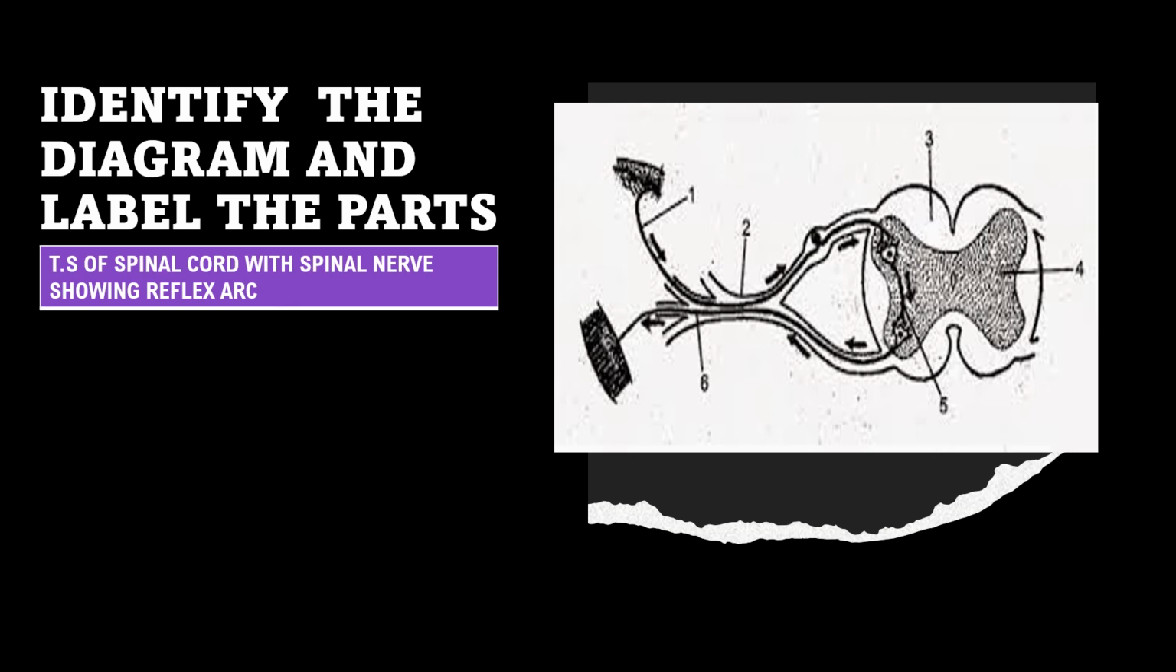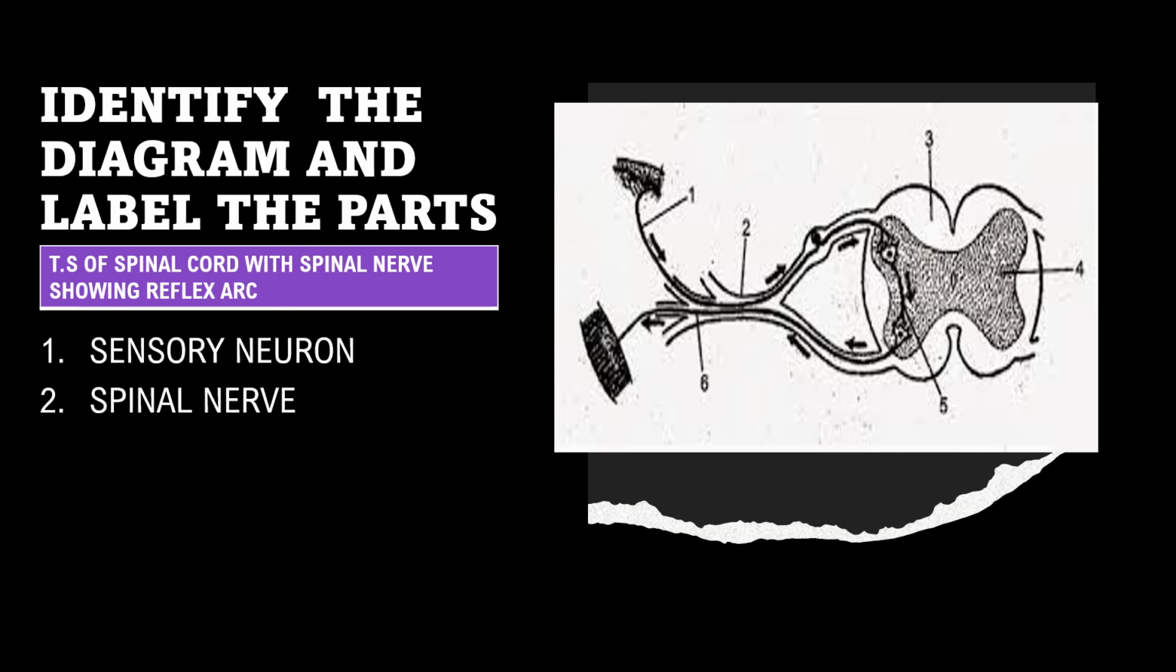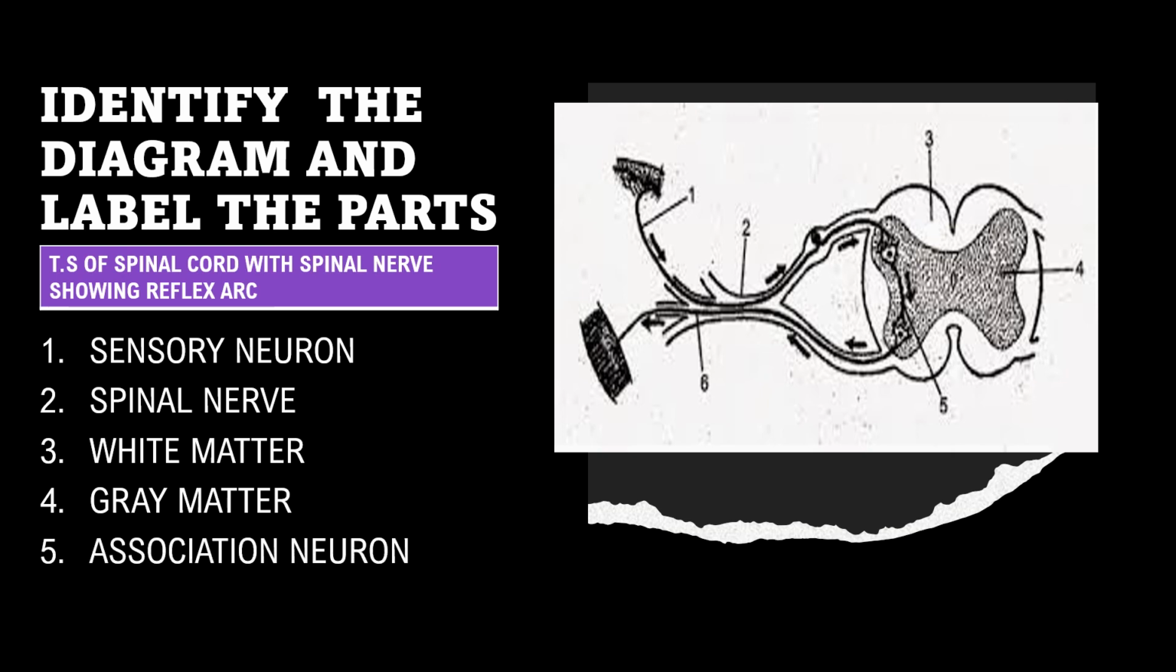Then we can go through the labelings. First one, sensory neuron. Second one, spinal nerve. Third one, white matter. Fourth one, gray matter. Fifth one, interneuron or association neuron. Sixth one, motor neuron.